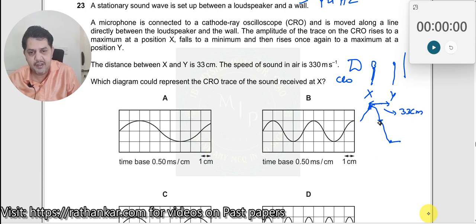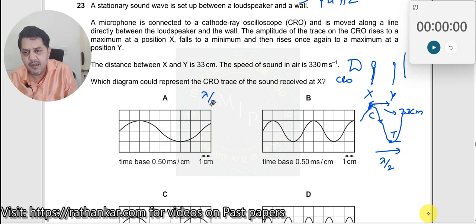Now usually when you have a wave coming up like this, goes like this and again goes like this, what is the distance between these two? This is a crest and this is a trough over here. The distance between a crest and a trough is nothing but lambda by 2. So lambda by 2 is given to you: lambda by 2 equal to 33 centimeter. That's what you need to identify.